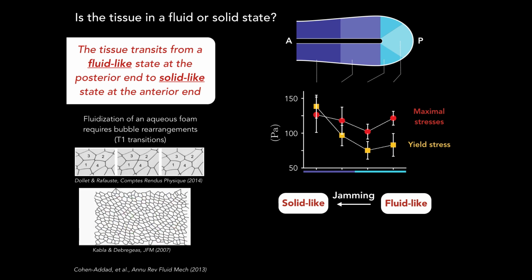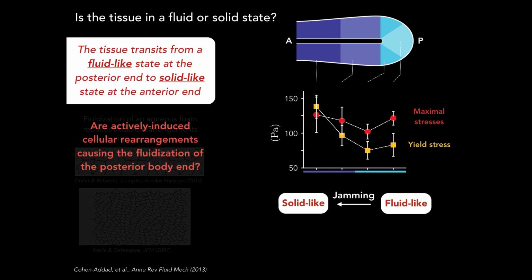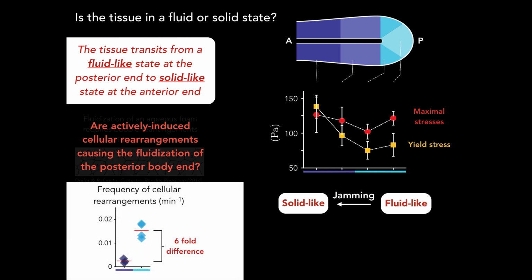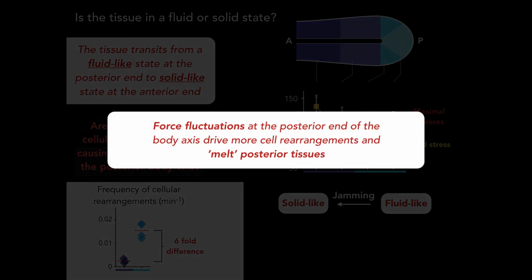So we decided to measure the frequency of rearrangements in the tissue, and what you see is that at the posterior end of the body, in the region that is fluid, you indeed see way more actively induced rearrangements in the tissue. Remember, in the beginning I told you that the forces in the tissue were random forces, fluctuating everywhere the same, so they could not extend the body axis? Initially, we thought they were useless, these forces.